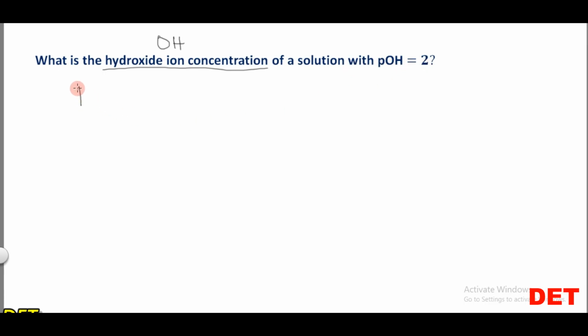So I'm given the pOH of this solution to be equal to 2, and I'm asked to look for the hydroxide ion concentration. What's the relationship between pOH and hydroxide ion concentration? The relationship is that pOH is equal to the negative logarithm to base 10 of the hydroxide ion concentration.